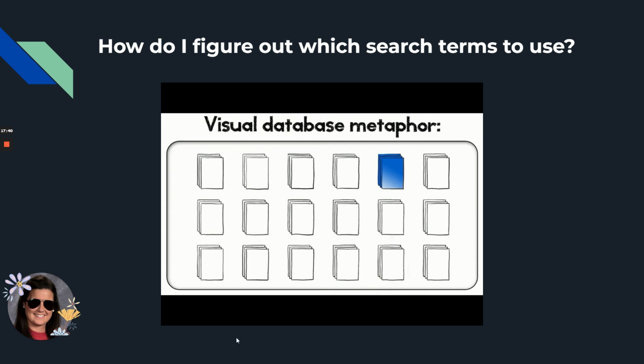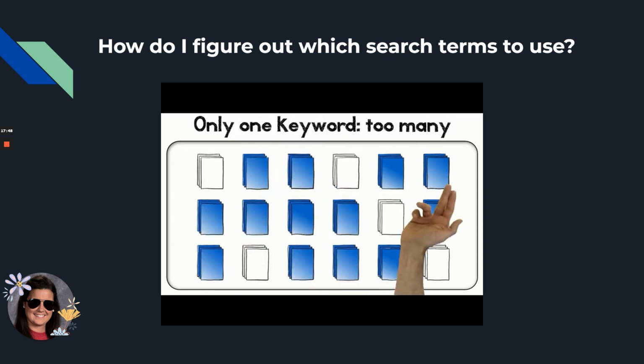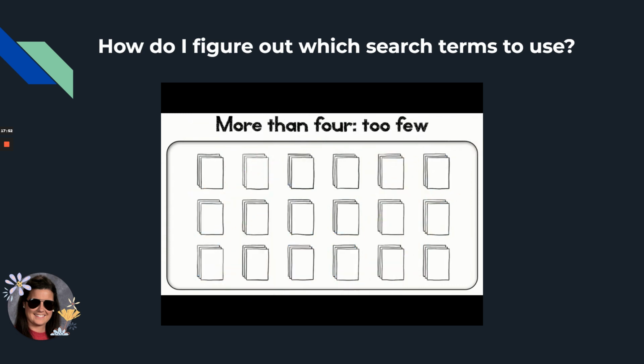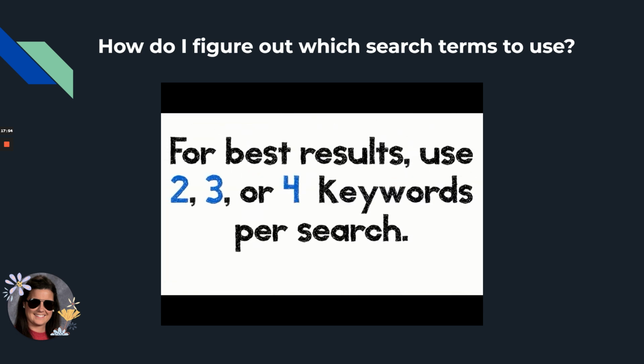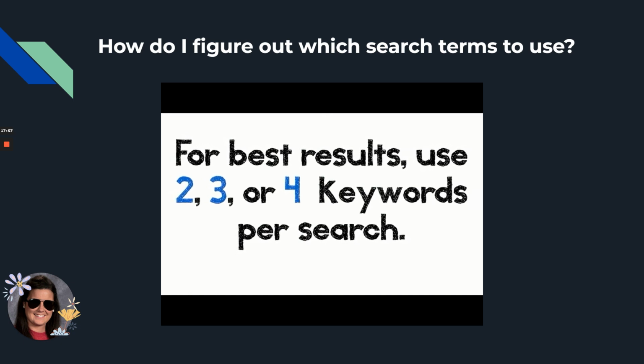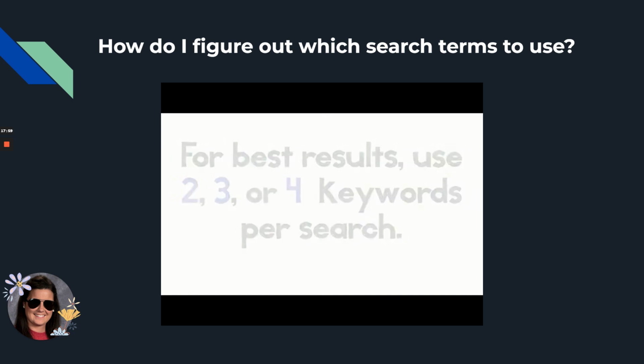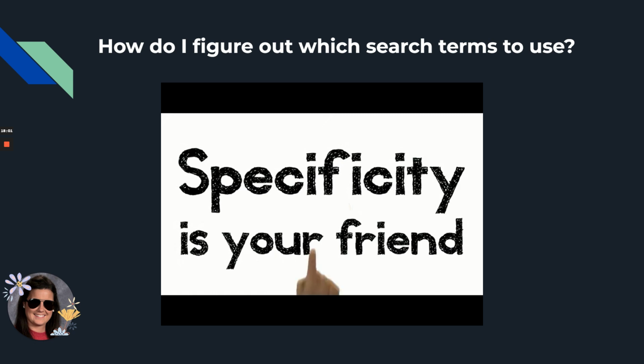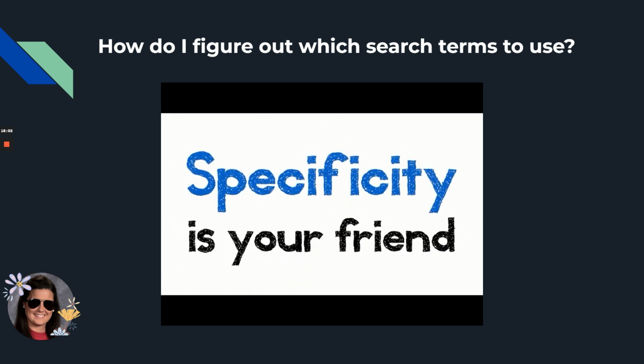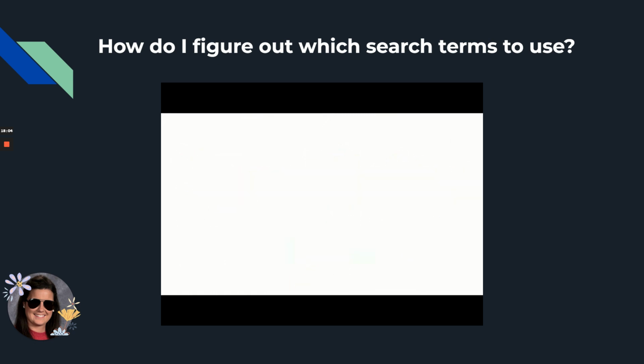Two to four keywords are usually sufficient. This isn't a case of more is better. It's a case of the right amount is the right amount. Only use one keyword and you'll get way too many results. More than four keywords and you might not get any. Two to four keywords will hopefully yield a few dozen to a few hundred results. That's a sweet spot. The quality of your keywords makes a difference too. The more unique and specific, the better.